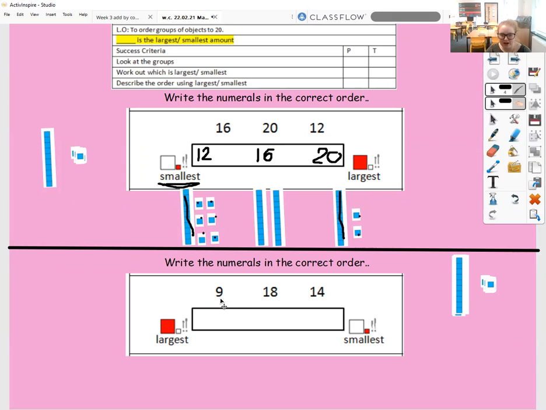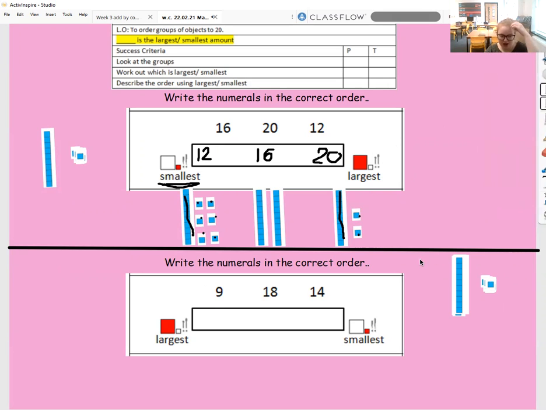So let's have a go at breaking these numbers down into tens and ones. So number 9, how many tens are there in 9? There are 0 tens in 9, fantastic. How many ones are there in 9? Well, I know that there are 9 ones in 9. So 9 looks like this. 1, 2, 3, 4, 5, 6, 7, 8, 9. There are 9 ones in 9. Fantastic. And now I'm going to look at my next number.